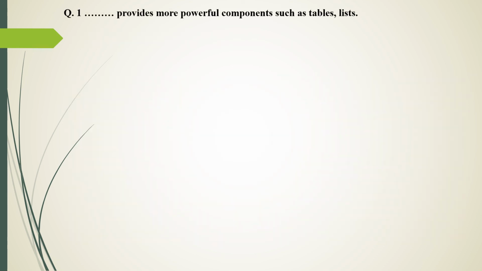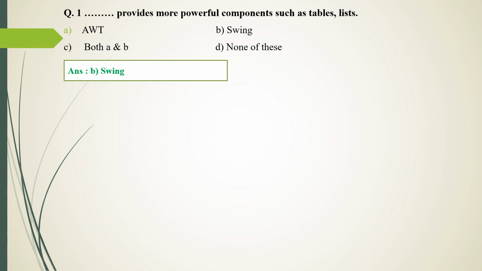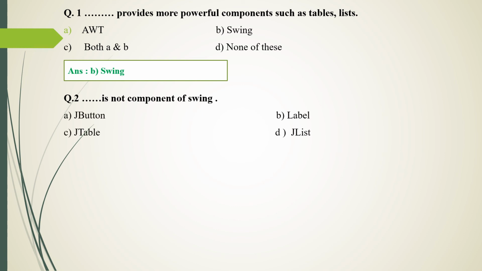Now we have some questions. Dash dash provides more powerful components such as table, list. Options are AWT, second option Swing, third option both A and B, and last option none of the above. The answer of this question is Swing. Swing provides more powerful components such as table, list, etc. Second question, dash dash is not a component of Swing. Options are JButton, second option Label, third option JTable, and last option JList.